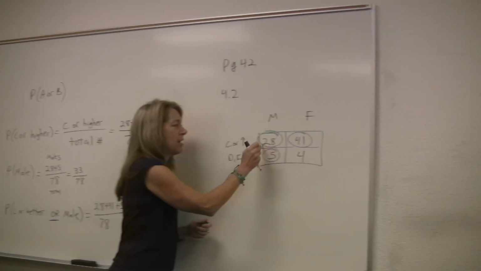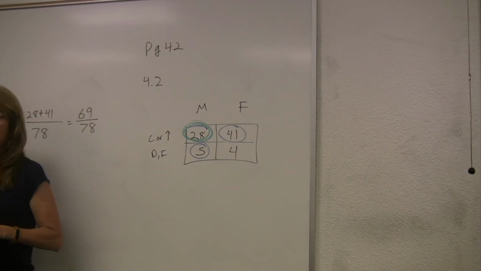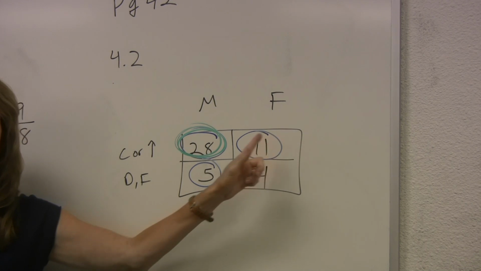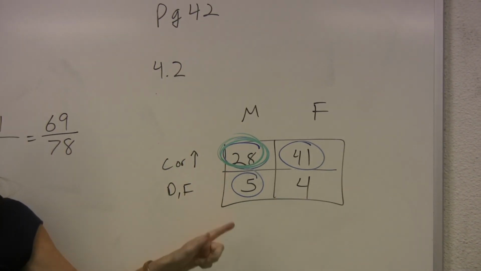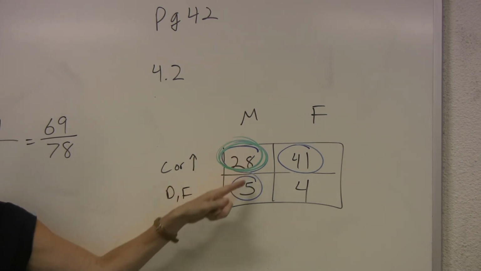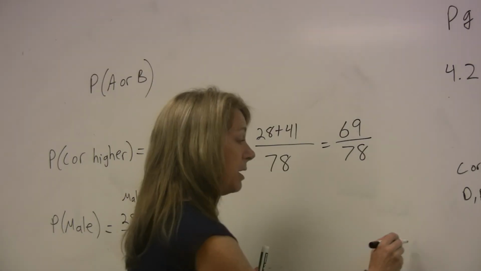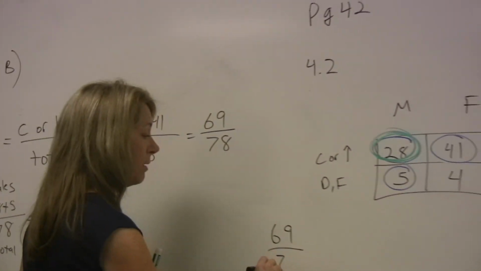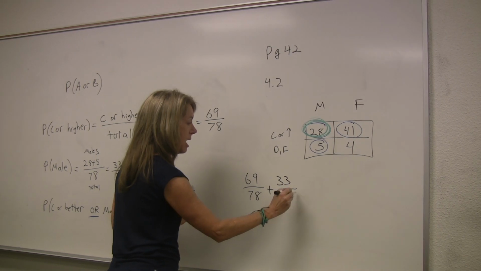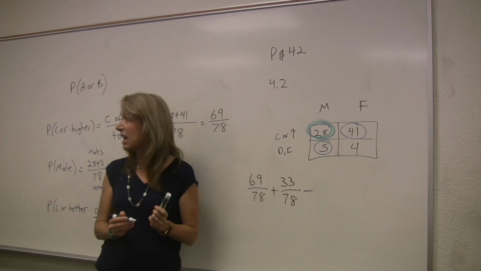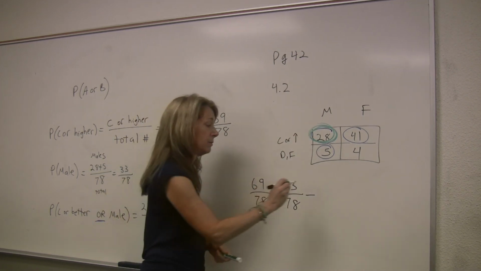Because these guys right here got counted twice if we do that, right? They got counted in the 69 C or highers, and they got counted in the 33 males. So these 28 people would have been counted twice. So another way to do this would have been to take my first probability, add my second probability, and subtract anybody that got double counted, which would have been those 28 people.